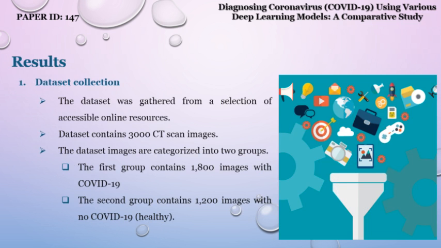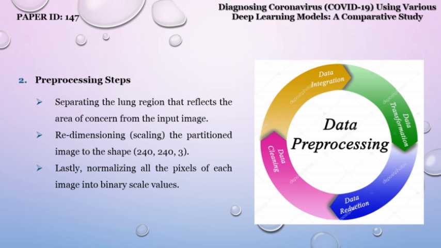Also, deep learning models need a big dataset, so 3000 CT scans are collected from online resources like the Kaggle website for these images. 1800 images are infected with COVID-19 and the others are healthy. The next step is pre-processing the dataset: first, only the area of interest is separated, scaled to the CNN input form, and then normalized into 0 and 1 scale values.